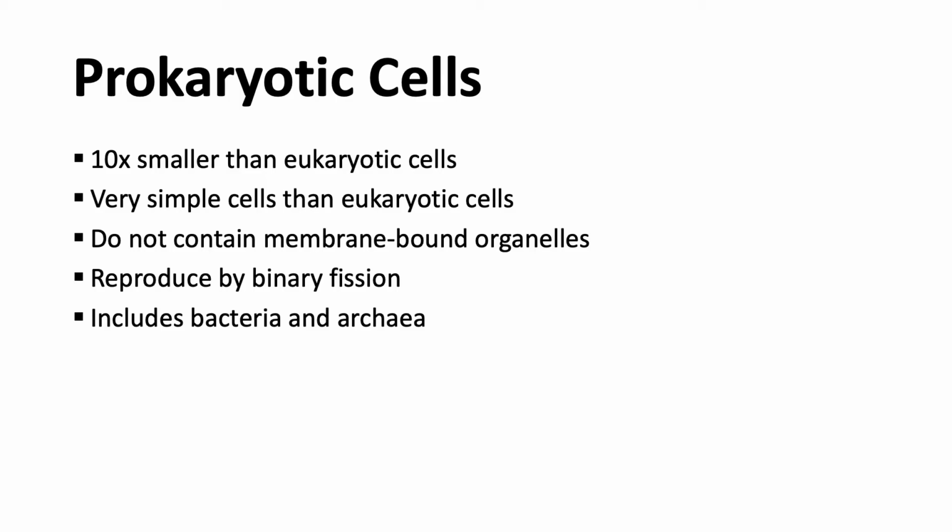Now we'll move on to the prokaryotic cells. Prokaryotic cells are about 10 times smaller than eukaryotic cells. Structurally, prokaryotes are very simple cells compared with eukaryotes, and yet they are able to perform the necessary processes of life. Reproduction of prokaryotic cells is by binary fission. It is the simple division of one cell into two cells after DNA replication and the formation of a separating membrane and cell wall. All bacteria and archaea are prokaryotes.